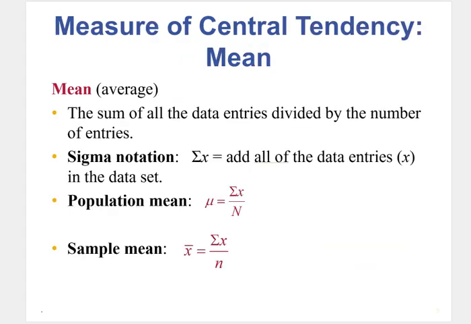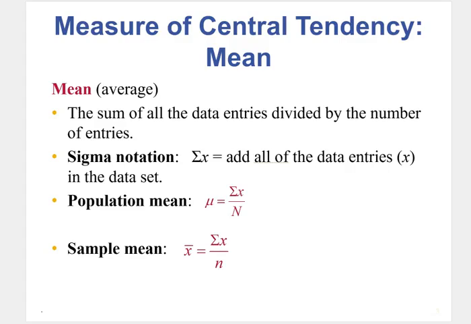The mean, which is sometimes called the average. However, I strongly recommend that you do not use the word average. Average is not a very scientific word, so we're going to stick with mean. To find the mean of the data, you are going to add up all of the data entries and then divide them by the number of entries. So in our sigma notation, the sum of the x's would be adding up all the data, and then n is representing our number of data entries.